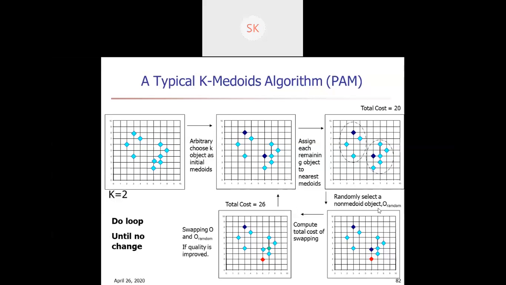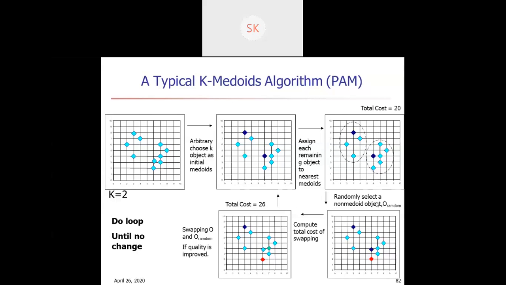Then randomly select a non-medoid object, O random. But before that, look here. The two clusters are formed, and if you observe, the center has not changed. It is fixed. Here it was in the previous iteration, and in the next state it will be at the same location. Okay. So the cost is computed based on these distances, formalized ahead in the next slide.